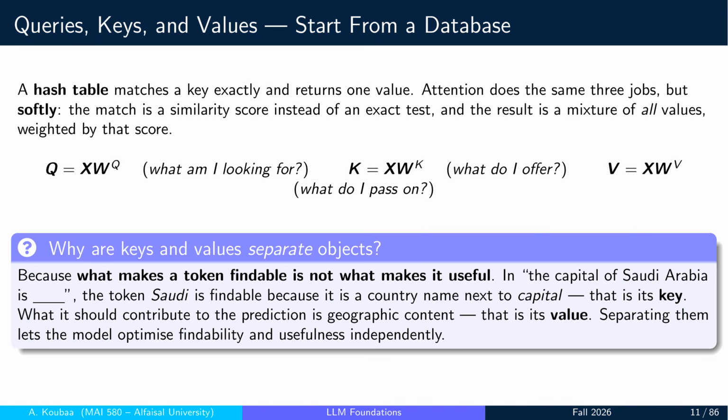One honest note about the analogy. This isn't a literal database, and it stops matching in one specific place. A hash table returns one row, attention returns a blend of all rows. The 3 roles, though, are exact.